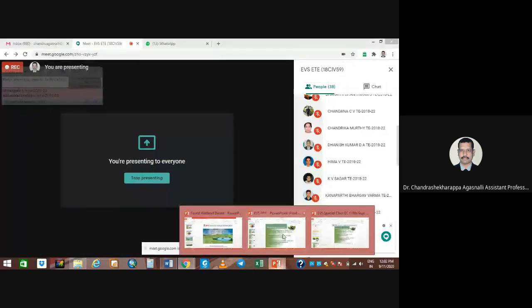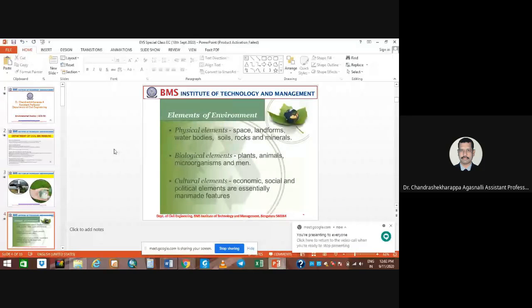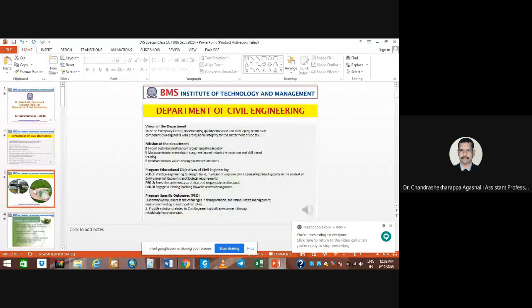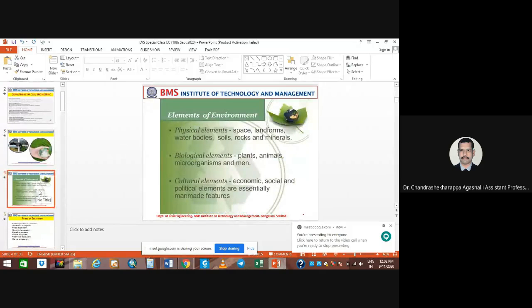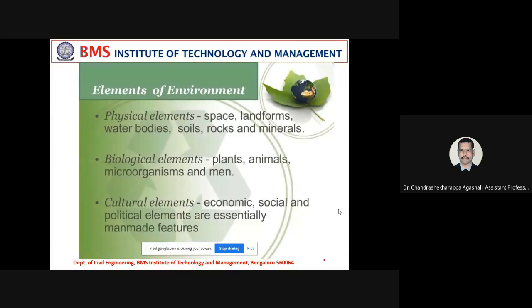Let us start with a different topic. What are the elements of the environment? Elements of environment: the physical environment, the biological environment, and also the cultural environment. That is all integrated. What is the physical environment? What are the physical elements? Space, landforms, water bodies, soil, rocks, and minerals.